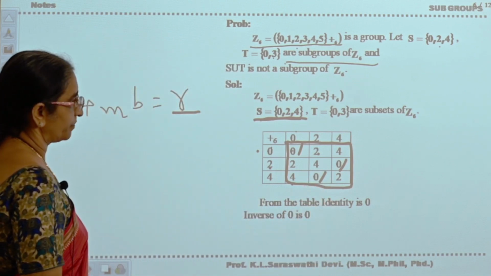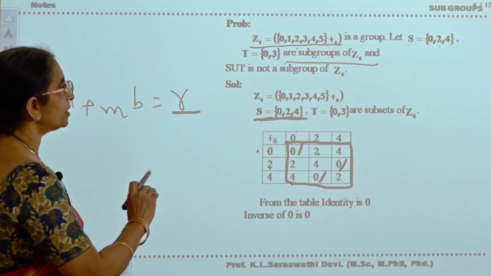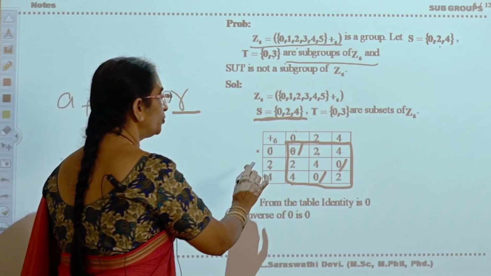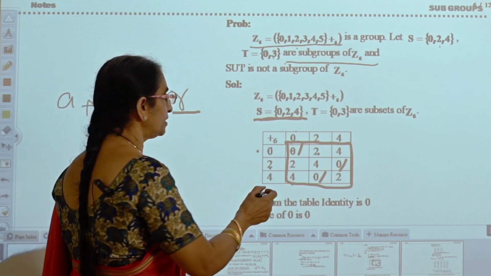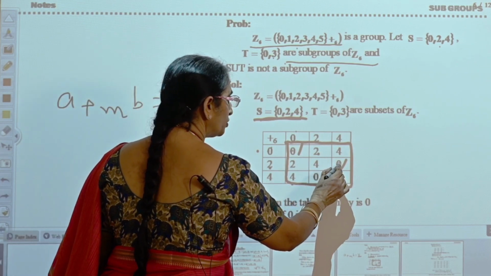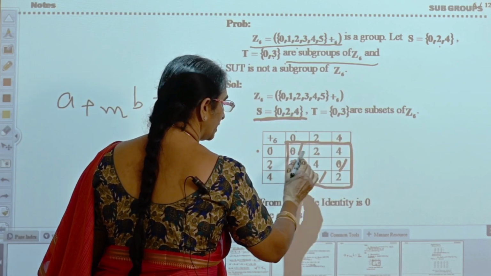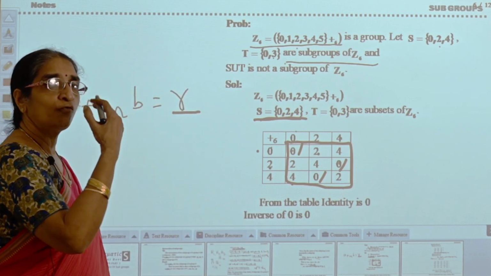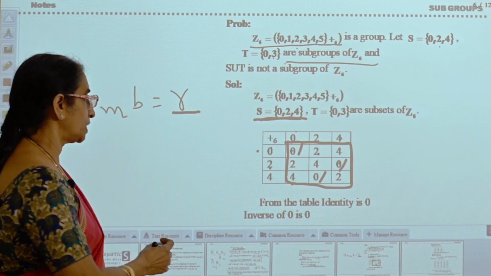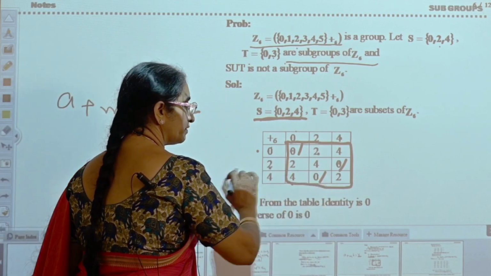Next, if you observe, 0 is the inverse of 0, 2 is the inverse of 4. How to find the inverse? Find the identity element in a row, and from that go to the top of that column and to the left of that row. The head of that column and the head of that row will be inverses of each other. 2 is the inverse of 4, 4 is the inverse of 2.